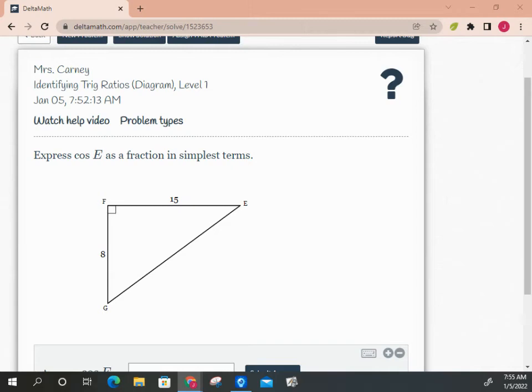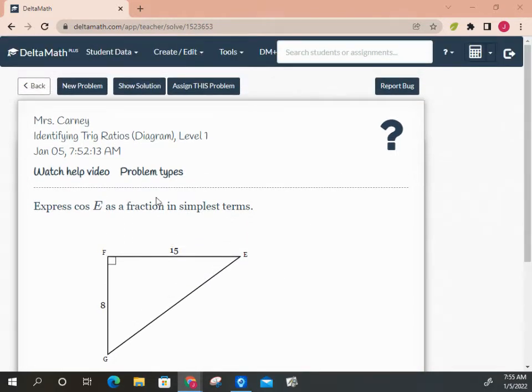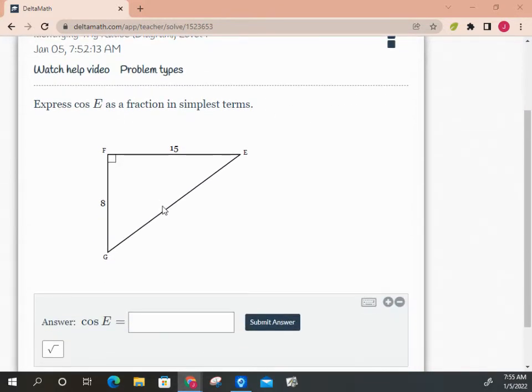First problem. All right, we're going over our Delta Math assignments on trig functions. So it is from worksheet 59. The first one on the screen says, express cosine E as a fraction in simplest form. So if you have your sheets out, we're going to put this in as a fraction.